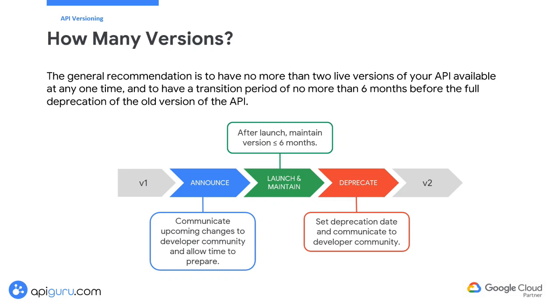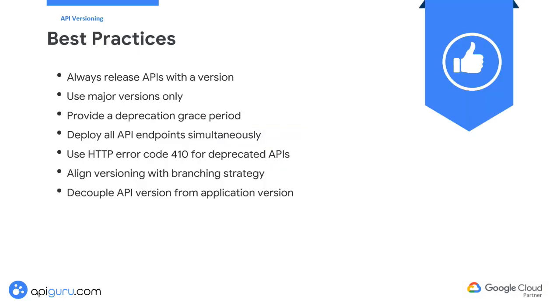versions. The general recommendation is to have no more than 2 live versions of your API available at any one time and to have a transition period of up to 6 months before the complete deprecation of the old API version. Every API release should include a version number for clear identification. To simplify management, it's best to focus on major versioning only and avoid using minor or patch versions. Clients should be given at least one full cycle to adapt before any version is deprecated. When creating a new version, deploy all API endpoints simultaneously to prevent confusion from mismatched versions.